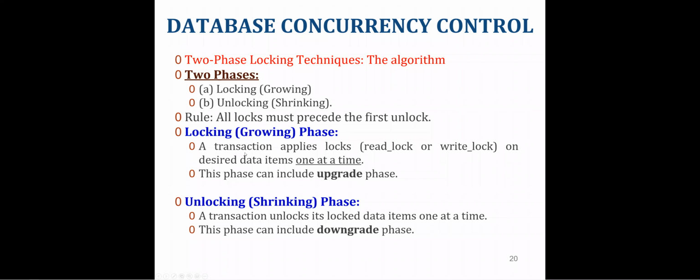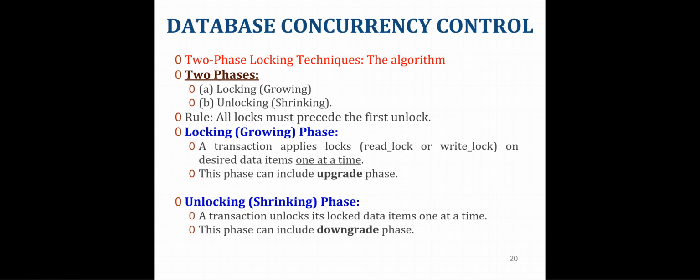In the locking growing phase, a transaction applies a read lock or write lock on desired data items one at a time. This phase can include an upgrade. You can upgrade, so for example, if you have an item locked for reading, you can upgrade it to a lock for writing.